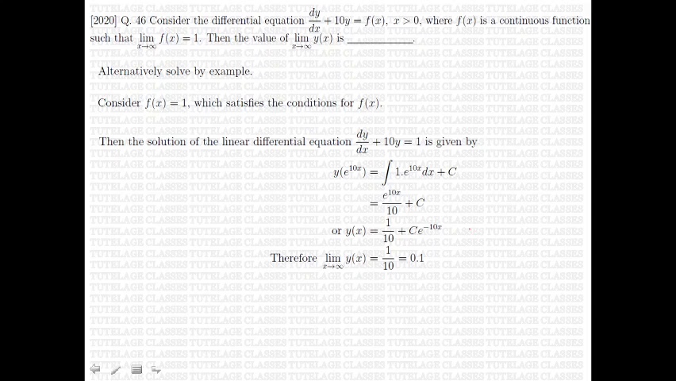We plug it there in the differential equation dy/dx plus 10y equal to 1 and solve this equation, and we will end up with the same answer, that is 0.1. Now this we can do because whatever function we take for f, the result should come out to be the same number, otherwise this question is not valid. Thus this is a kind of question where instead of solving the problem conventionally, we can use an example and then find out the answer in a much convenient way.